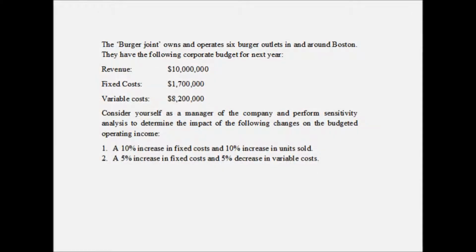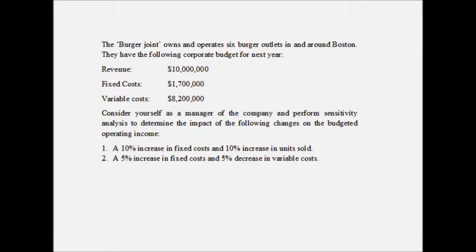The burger joint owns and operates 6 burger outlets in and around Boston. They have the following corporate budget for next year. So basically, Burger Joint is a chain which is in the business of selling burgers, and it is in the process of budgeting for the next year.